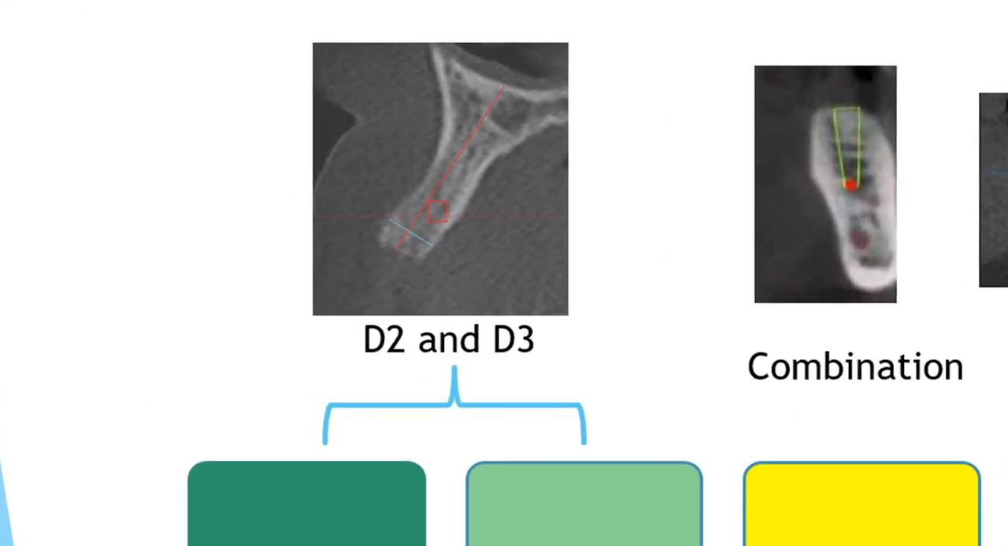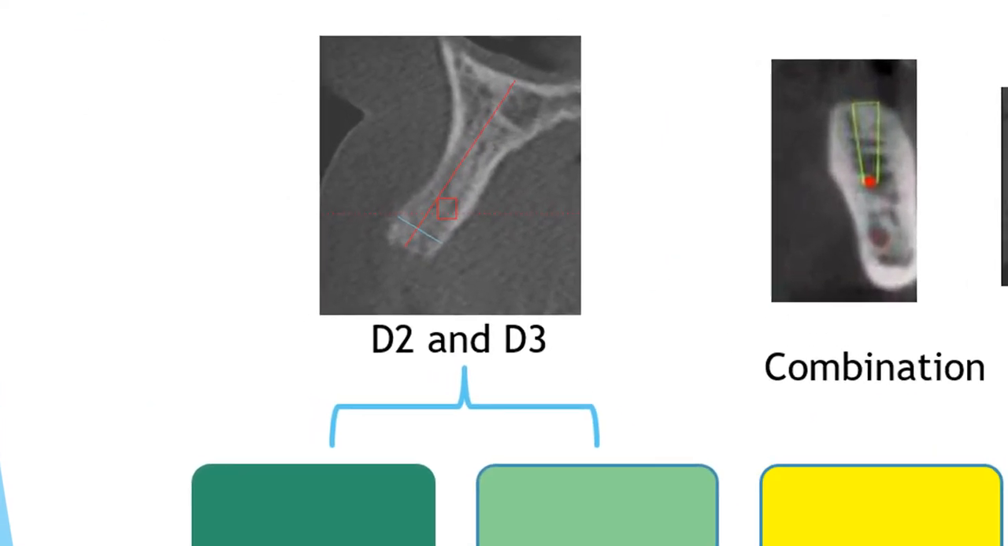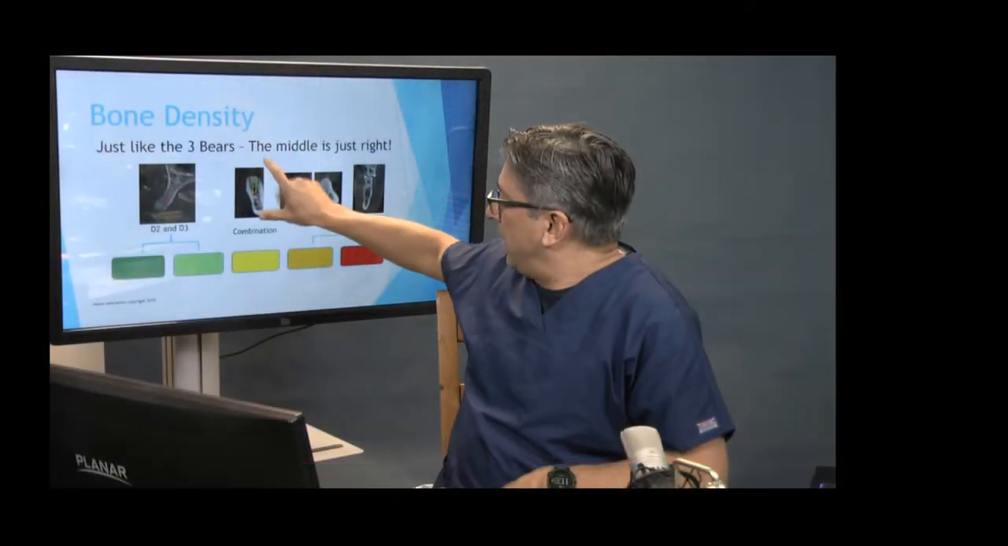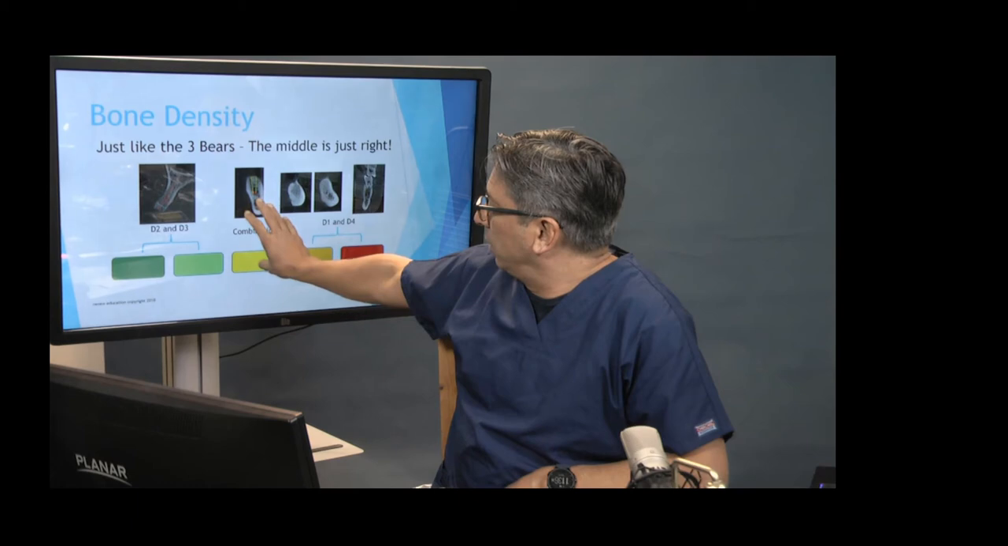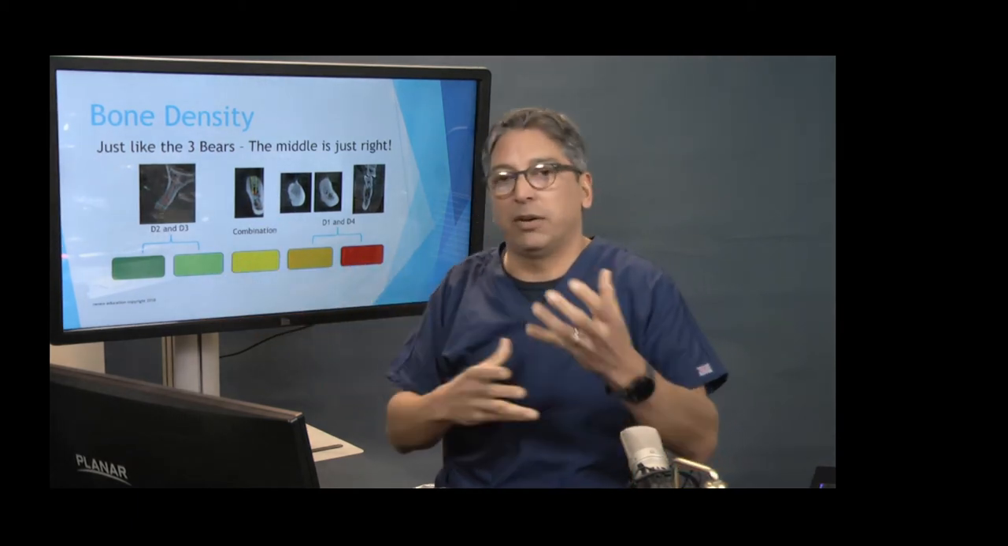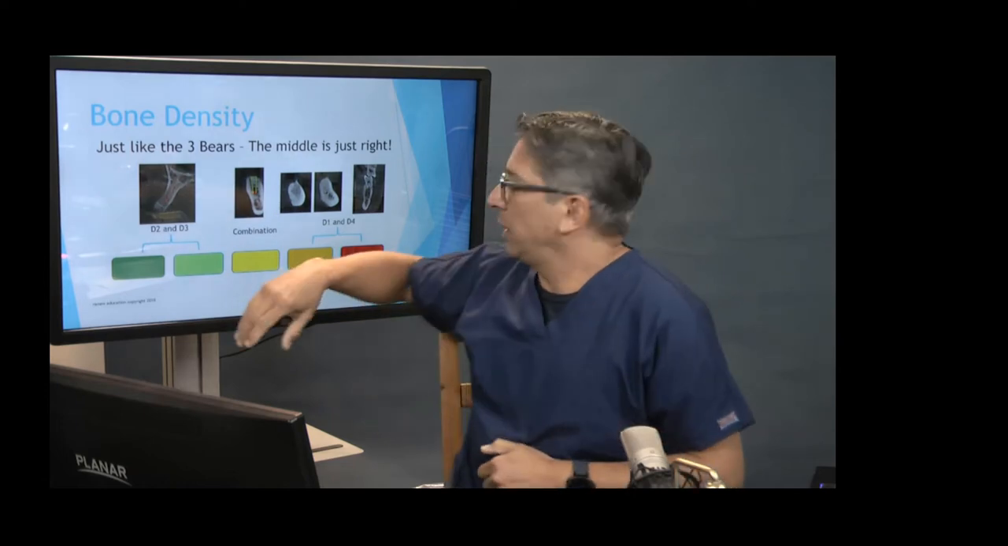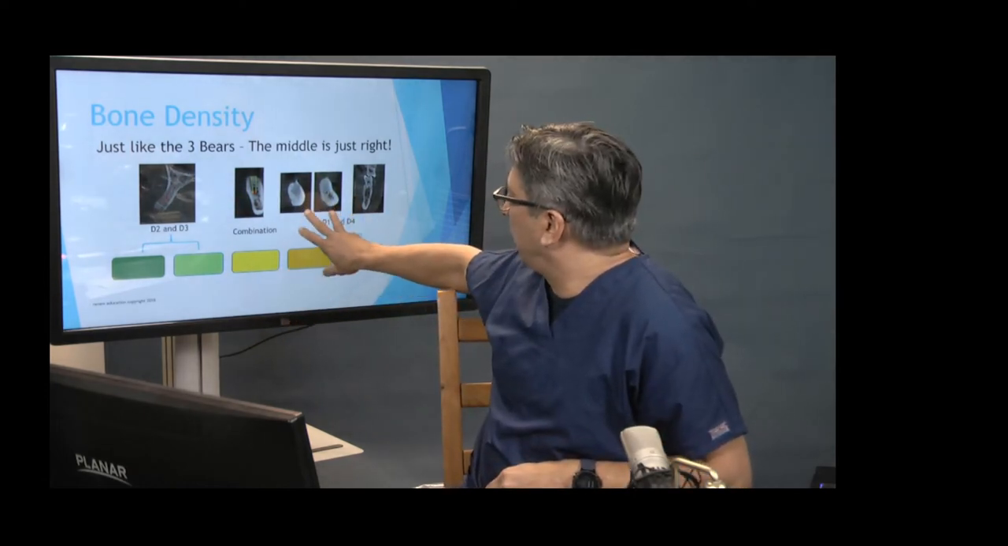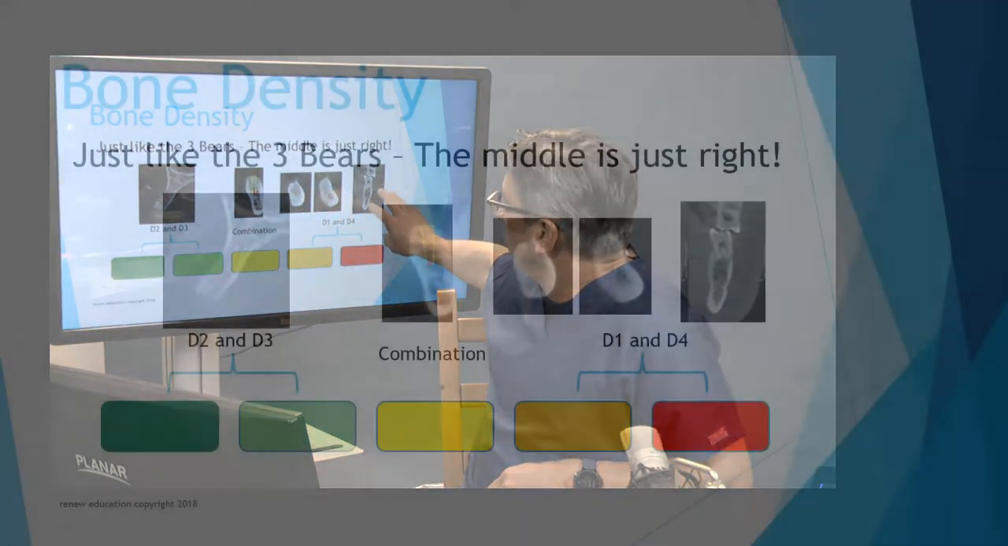Here's a couple x-rays that I put in the picture. Here you have D2, D3. It's going to be generally in this area. And then our next one here has a little bit more of a combination. It has like splotches of bone here and there, a little bit more porous, and then I have examples of something that's very hard or actually more porous than this.